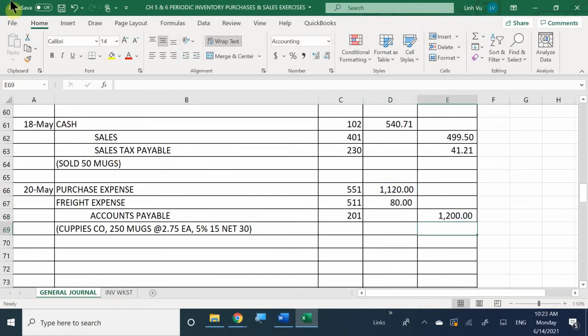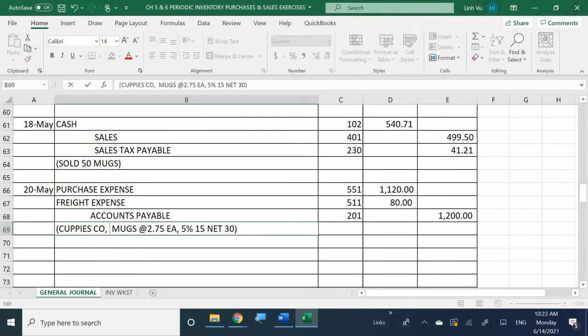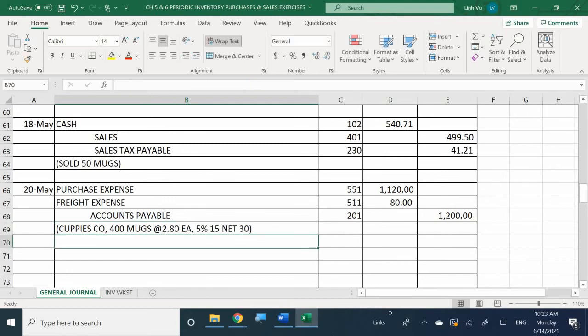And I'm going to make a note here that I purchased from Cuppies Co. 400 mugs at $2.80 each. Freight is still going to, the terms are still going to be 5% if I pay within 15 days. If not, the whole bill is due in 30. Okay?